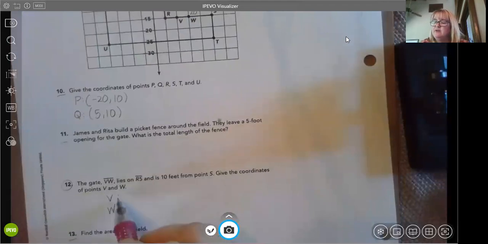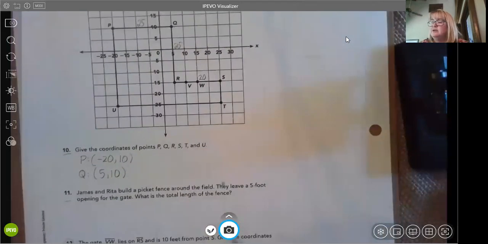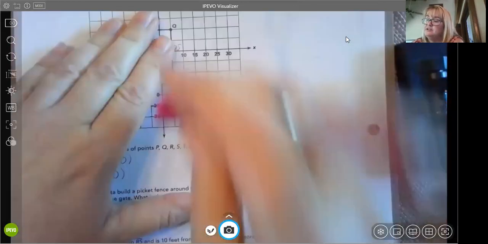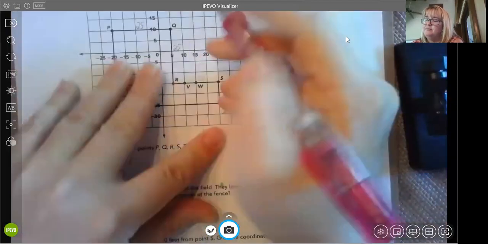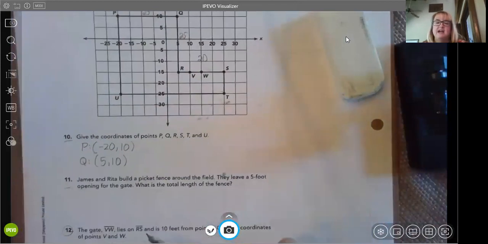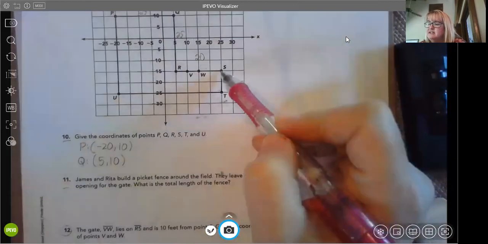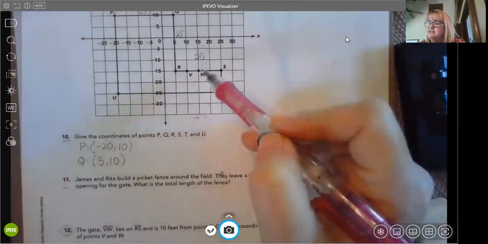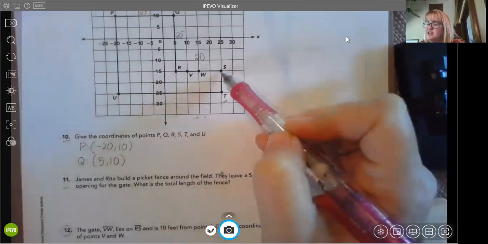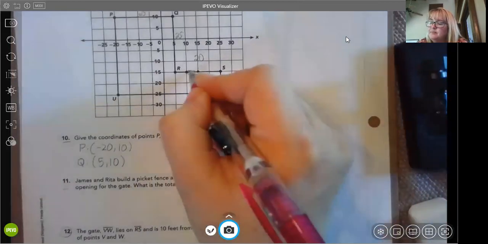All right, let's figure out what this means. It lies on RS. Okay, so here's RS. I may need to erase that and move that 20 feet. I'm just going to put it up here. Okay, so our VW lies on RS and is 10 feet away from point S. So here's S. Oh, there's VW. They have it listed for us. Okay, it is 10 feet away from point S, 5, 10. There's V. Here's W. Okay, so here's our gate. Right there.